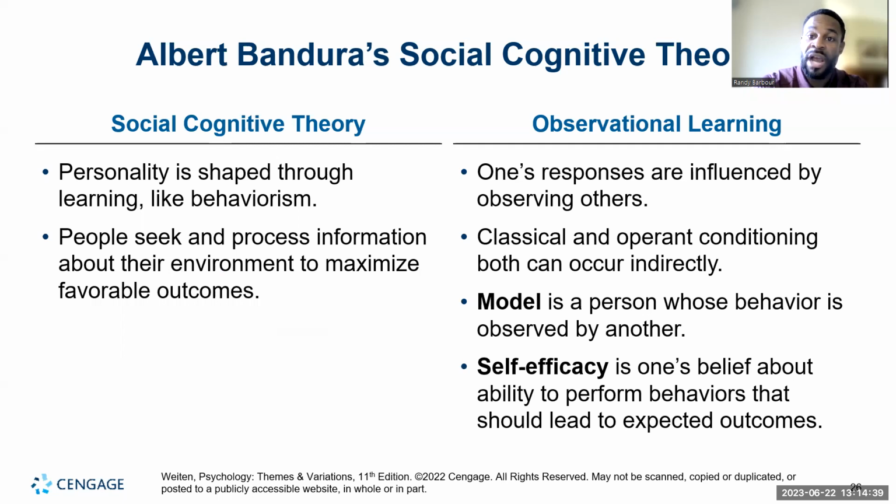Albert Bandura took behaviorism a step further and incorporated cognition into it, and he called it the social cognitive theory. Social cognitive theory, excuse me. In the social cognitive theory, it also says that we are shaped, in fact, by our behaviors and through learning, but we do process information through cognition about the environment to maximize favorable outcomes.